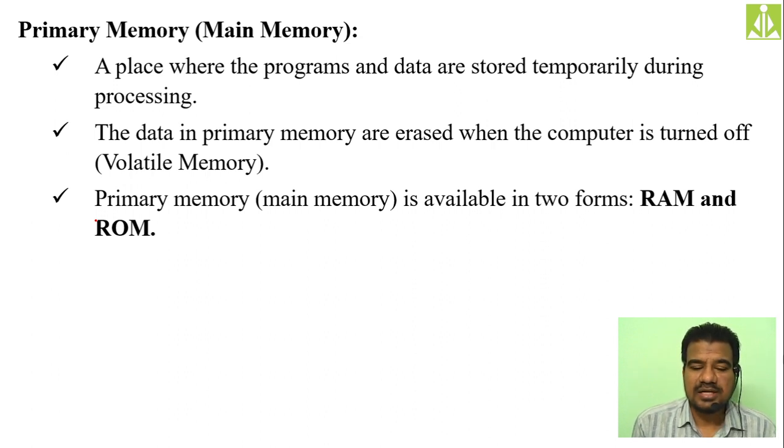The data in primary memory is erased when the computer is turned off. It is a volatile memory type. Whatever data we are storing inside the primary memory is volatile. Volatile in the sense that when the power goes down, the data will be lost or deleted. There is another type of primary memory, which is ROM, read-only memory, and it is non-volatile. It is a special type of primary memory, and whatever content we are storing inside the ROM is permanent.